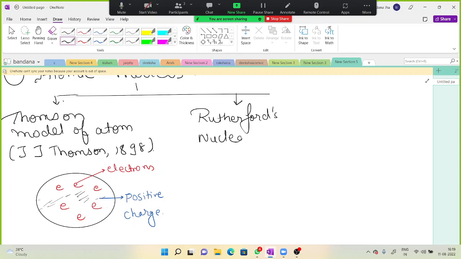They would have repelled, right? So what would have happened if his atom was true? If his model was true, with negative charges embedded in the positive sphere, they would repel, right? So what would happen during that repulsion? If the alpha particles go, they would always repel.